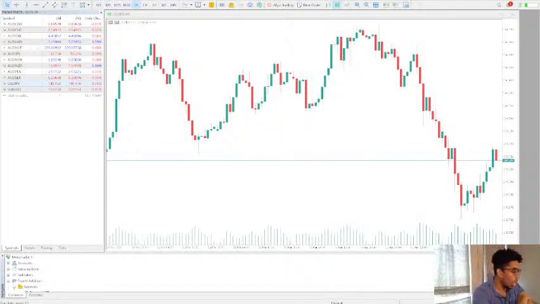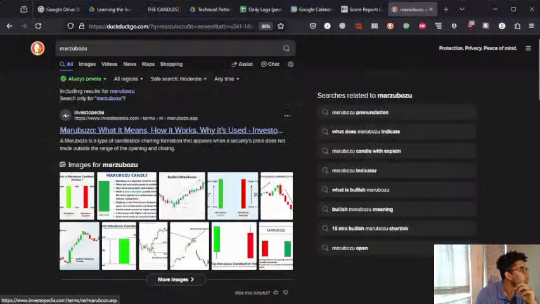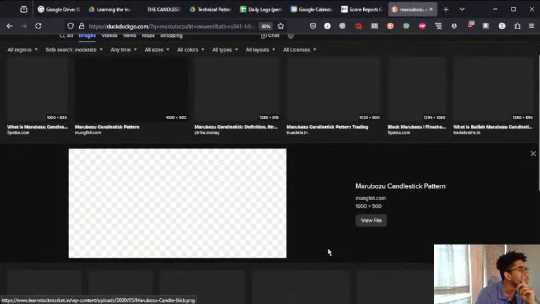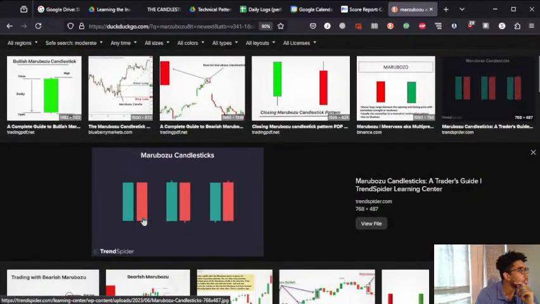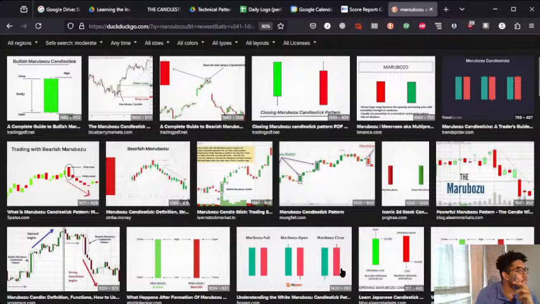Marubozu. Marubozu is... and then let me show you guys what I'm looking at. Marubozu, dominating candle. Okay. Cool. Boom. So Marubozu is not even a pair, it's a single candle. Okay. Interesting. So I learned something.